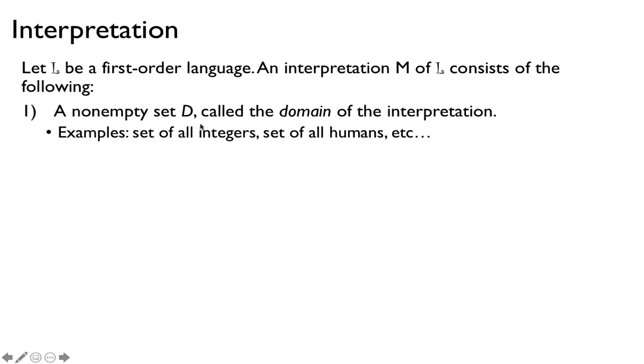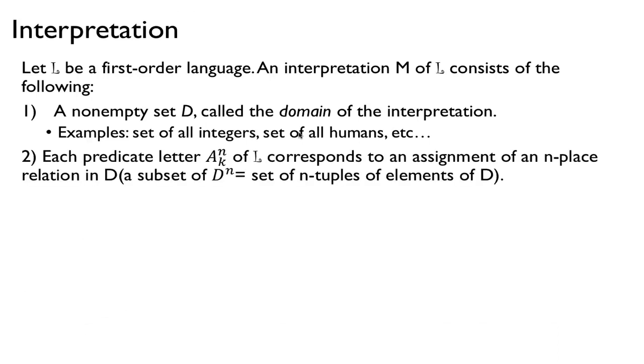Well, you need first of all a domain, the objects you're interested in. This is the domain set D, the domain of your interpretation. For example, we want to understand integers, so arithmetic would be on integers. We want to understand maybe humans, maybe our logic has to do with humans. So that's the domain. We have to have a non-empty set called the domain.